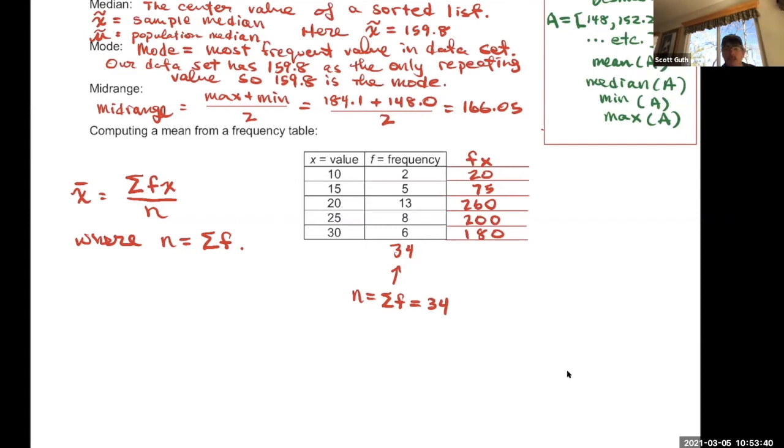And then you have to add up the FXs because the formula for the mean asks for that. So here I'm going to add up this column. I'll just go by column. So a bunch of zeros and a 5 there. 2 and 7 is 9, plus 6 is 15, plus 8 is 23. That's a 3, carry a 2. So 2, 4, 6, 7, 735.